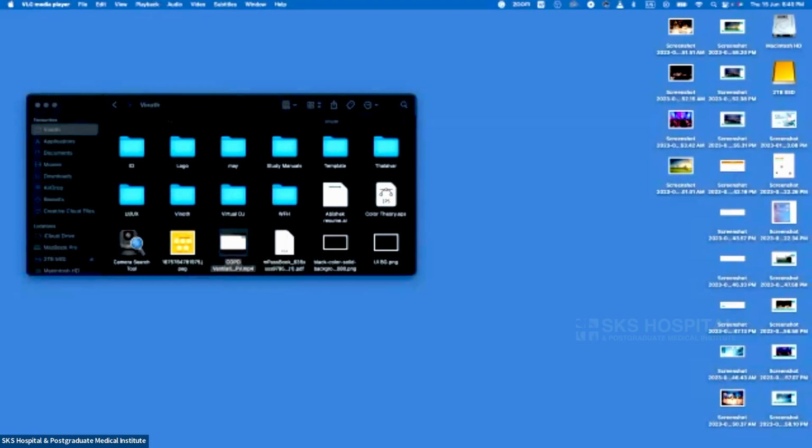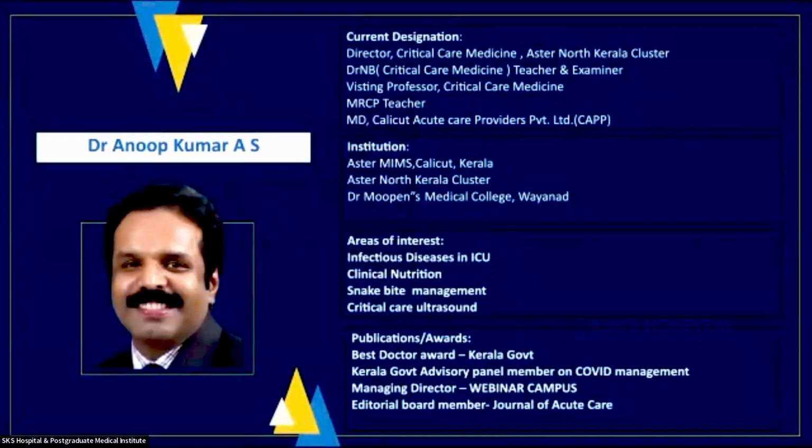So we have two questions, sir, from Dr. Vijay Ravi. Which sedation and anxiolytics are safe in apprehensive COPD asthma patients on NIV?